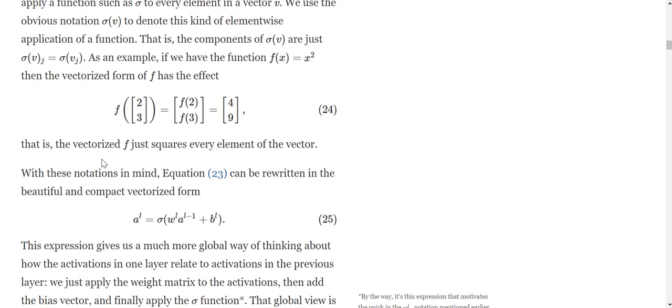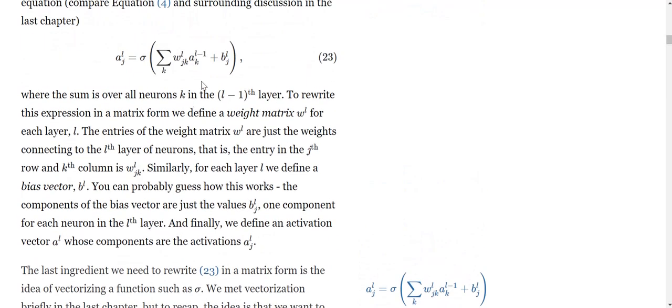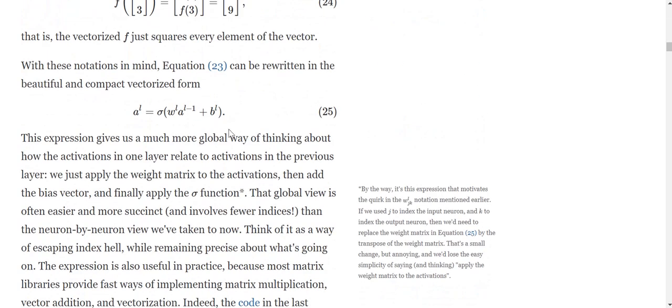With these notations in mind, equation 23 can be rewritten in the beautiful and compact vectorized form. So now that entire summation is a matrix product, right? And you can see this is a lot simpler and a lot more convenient to deal with. This expression gives us a much more global way of thinking about how the activations in one layer relate to activations in the previous layer. We just apply a weight matrix to the activation, then add the bias, and finally apply the sigmoid function.